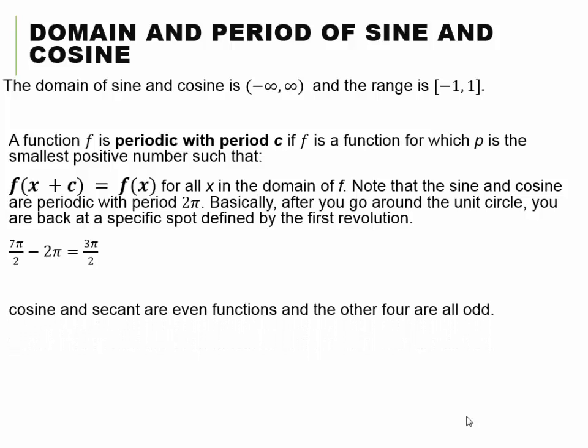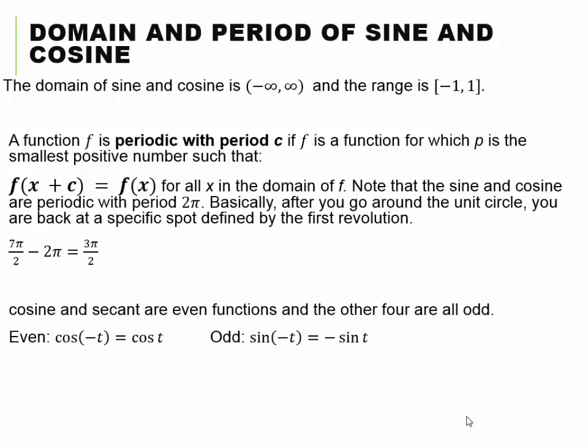Cosine and secant are even functions, and the other 4 are odd functions. That's completely random, okay? What does that mean? Well, do you remember how to discover if something's even or odd? You guys remember that? Okay, it turns out you can find out if something's even or odd by plugging in the negative x value. If you plug in negative x, what happens? Does it stay negative or does it go positive? If it goes positive, it's even. If it stays negative, it's odd.